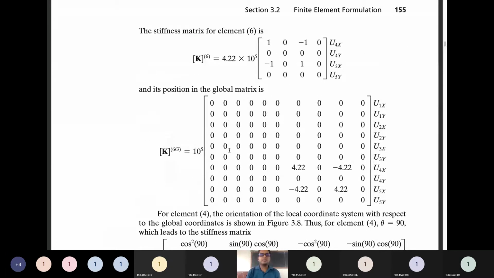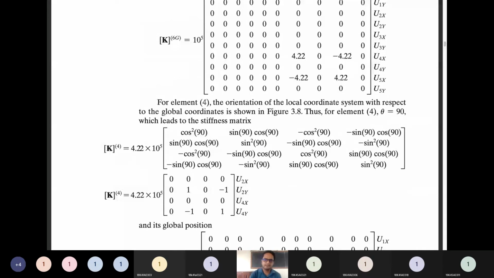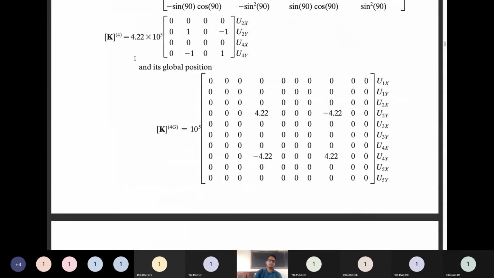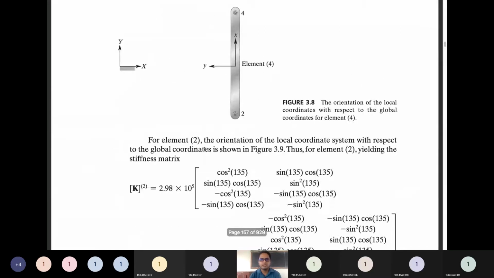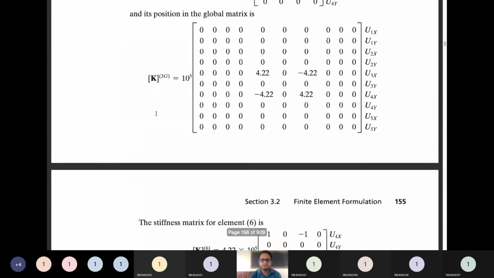Now coming to your element number 4. For element number 4, theta is 90 degrees. So we have substituted theta equals 90 degrees, and then we have obtained this K4. This is your K4 matrix. Now, as we have done previously, you have to substitute this into your global stiffness matrix. Likewise, you can calculate for element number 2, where theta is, let's check it out.